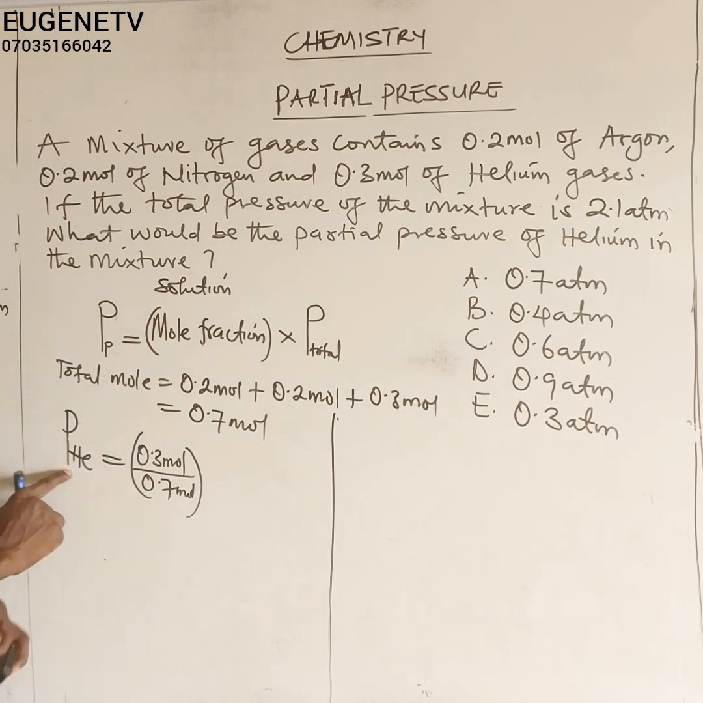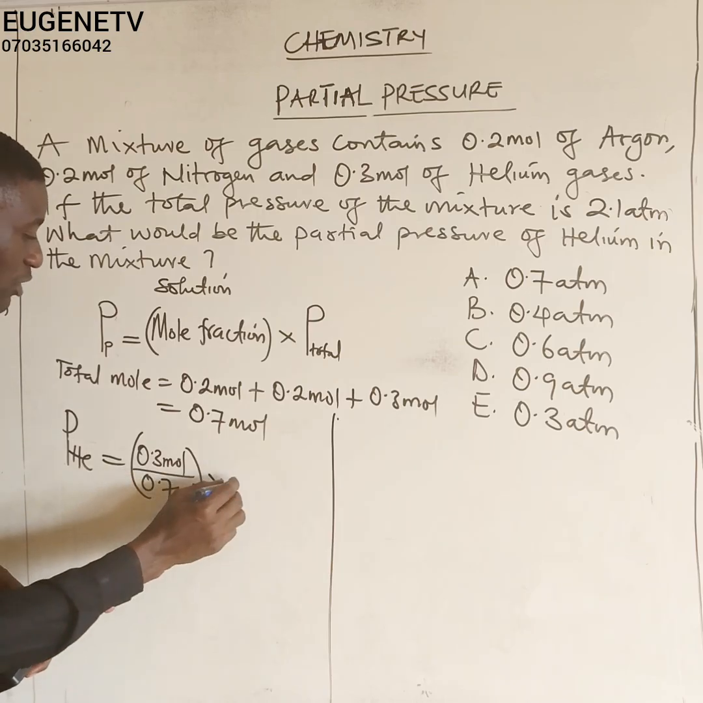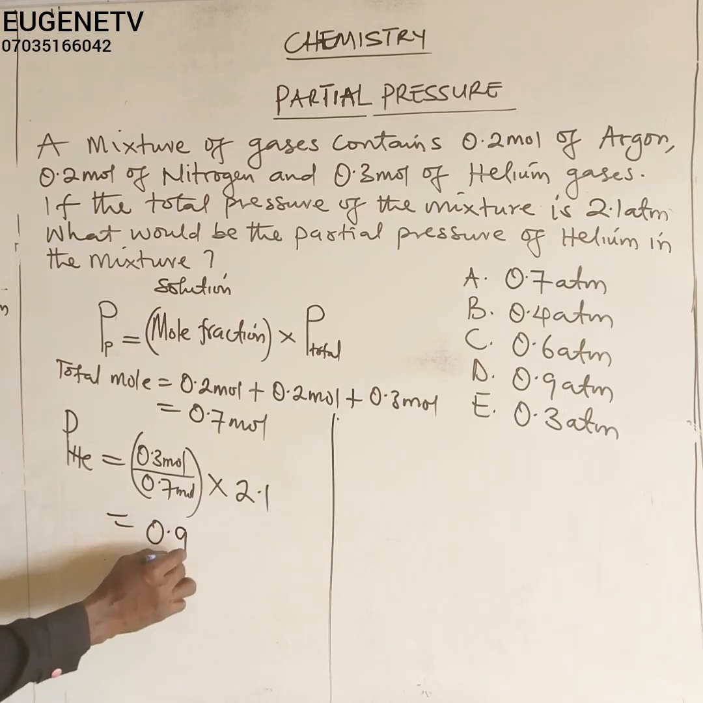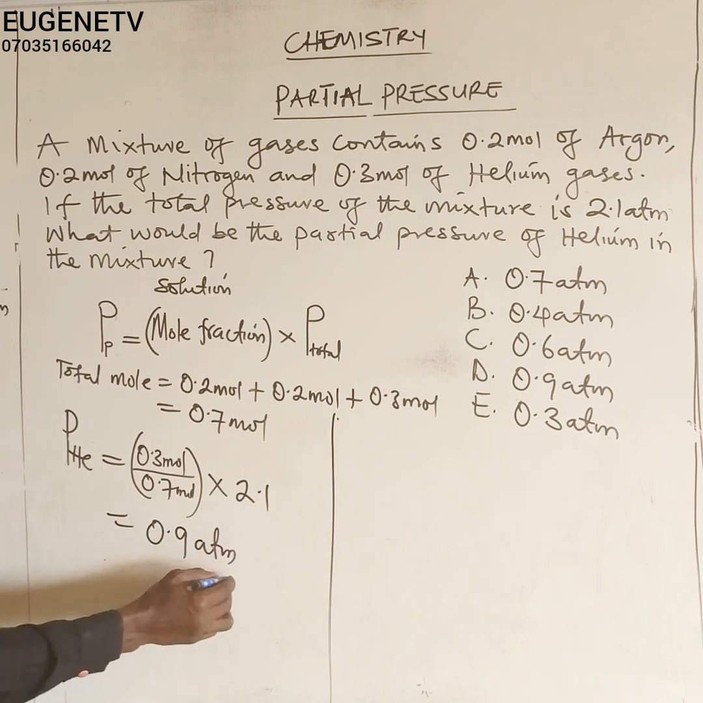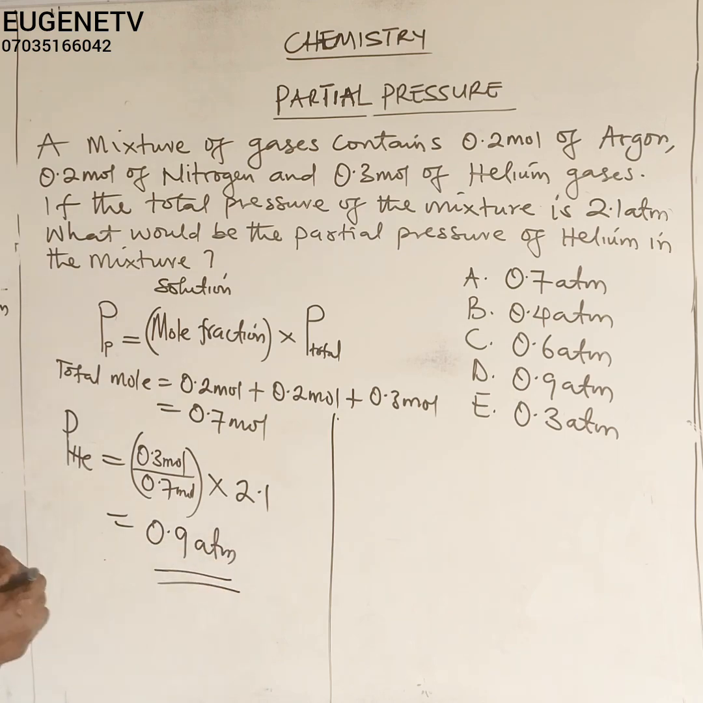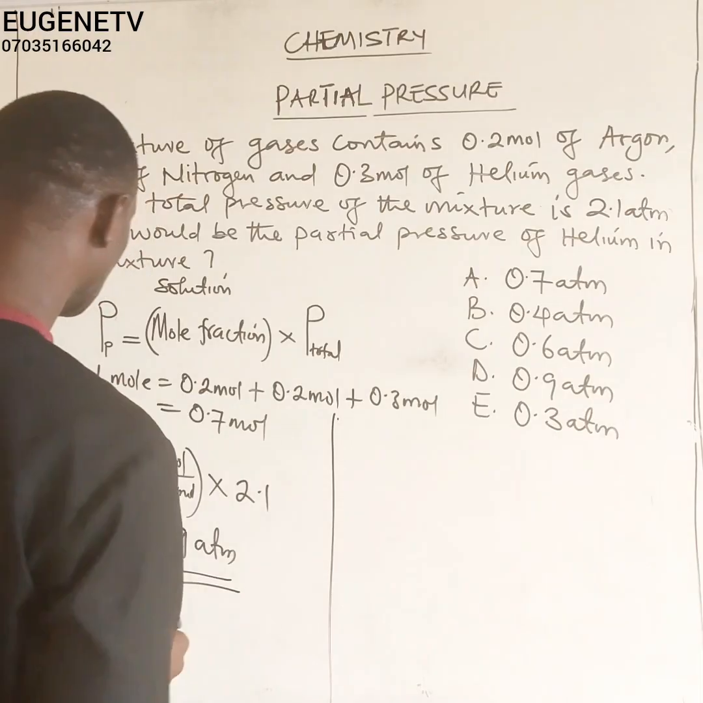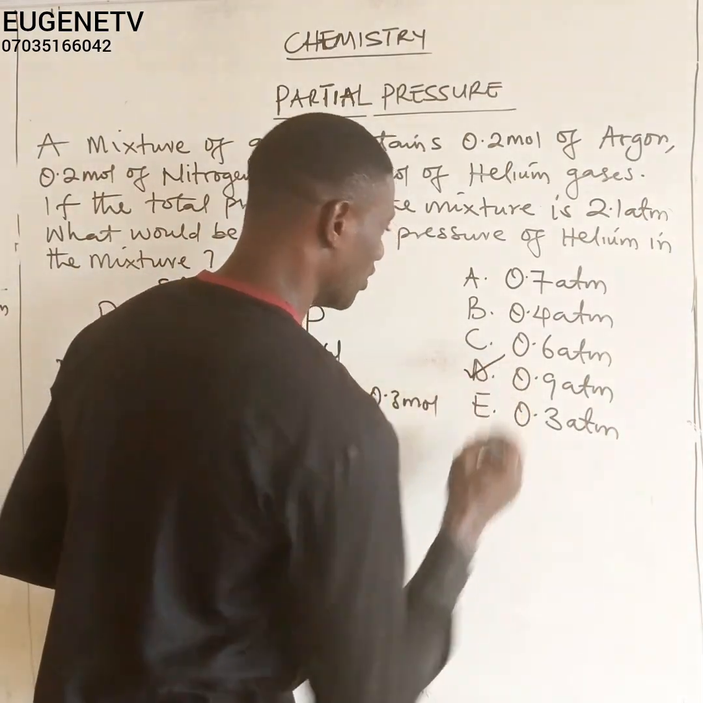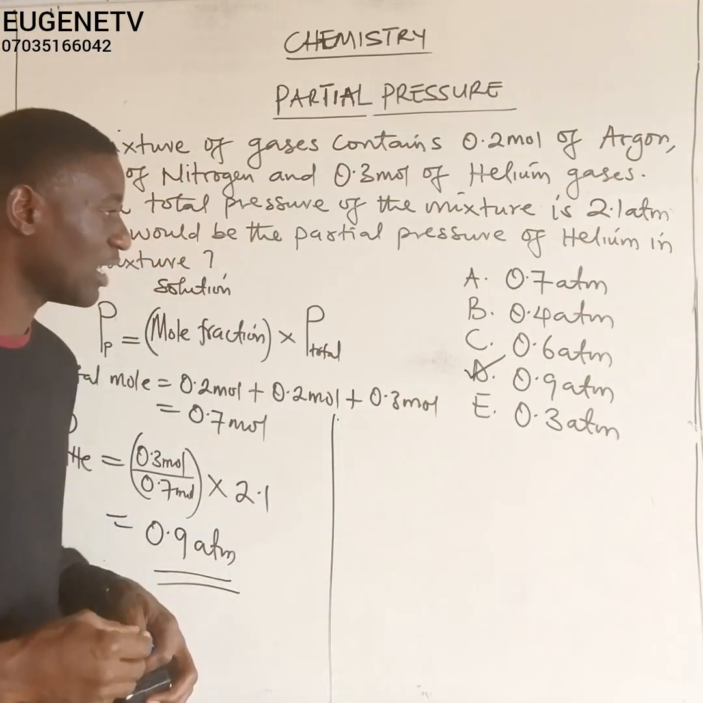So our partial pressure is equal to 0.3 divided by 0.7 multiplied by the total pressure, which is 2.1. By the time we do that, we are going to obtain a pressure of 0.9. From our explanation, you can see that our correct answer is option D, which is 0.918.